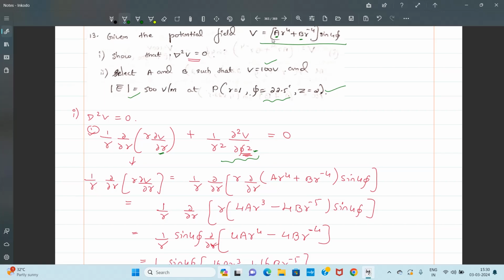Here you see in the potential equation A and B values are given. A and B are constants. You don't know what the value is.